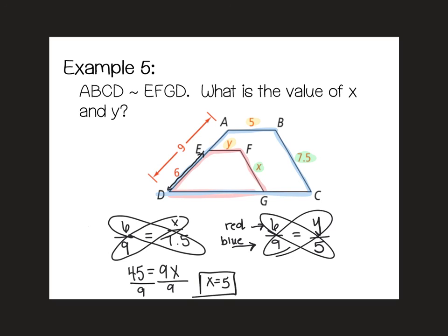Again, I'm going to cross multiply, so I get 30 equals 9Y. I divide both sides by 9. And when I do that, I get 3.3 repeating. It is completely fine to get decimals, just don't round.